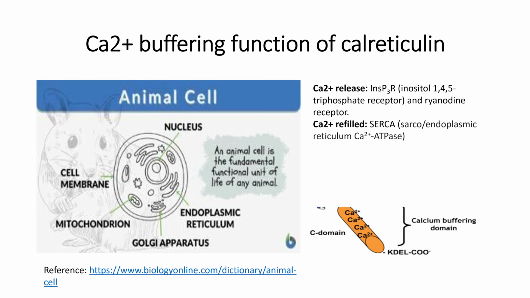In this video, we will discuss the Ca2+ buffering function of Calreticulin. We will continue our discussion where we stopped in the last video. In this, the main role in Ca2+ buffering happens between the endoplasmic reticulum and the protein present in the plasma membrane.